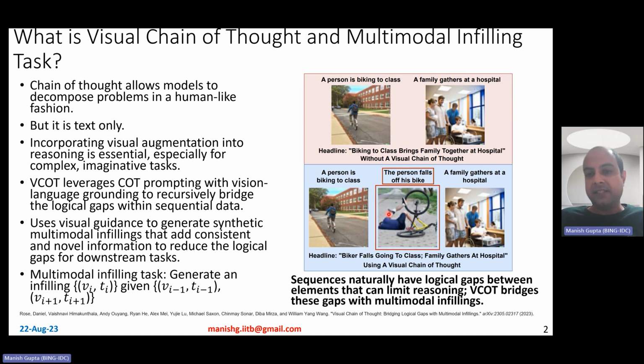So sequences naturally have logical gaps between elements that can limit the reasoning. And with visual chain of thought, the idea is to bridge this gap with multimodal infilling, right? So this is the multimodal infilling as you see it.